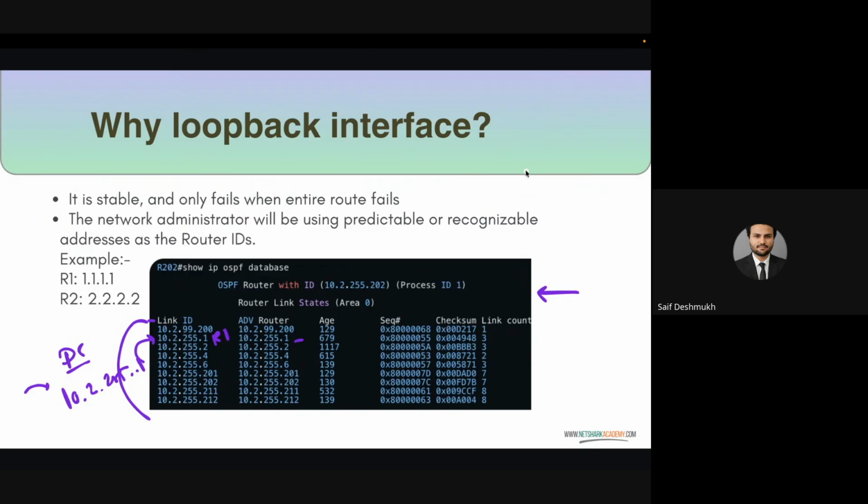Secondly, if a physical interface was selected for the router ID, and that interface goes down, then what? The router ID will fail when the router process starts next time. So loopbacks are stable. They only fail when the entire router fails. So that's the second reason why people may go with loopback interfaces.